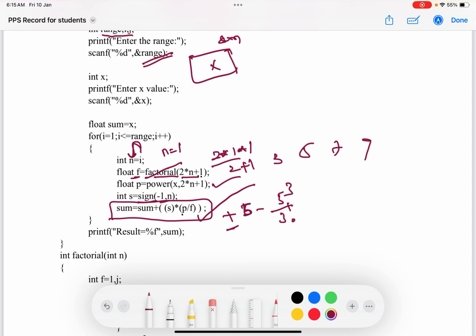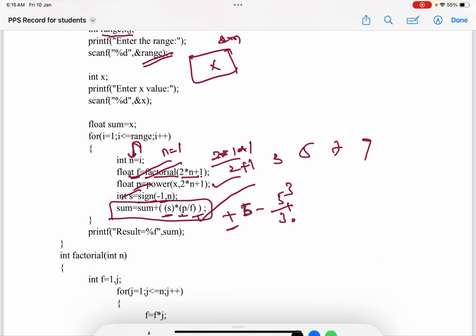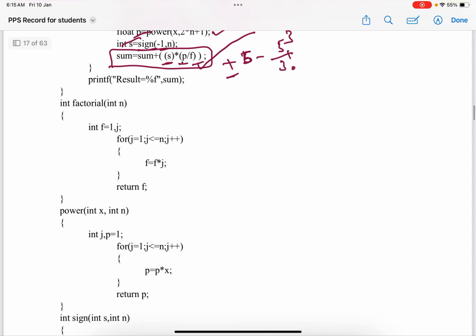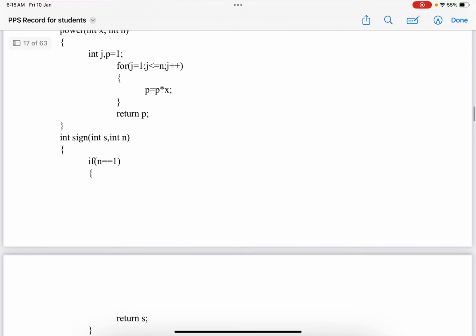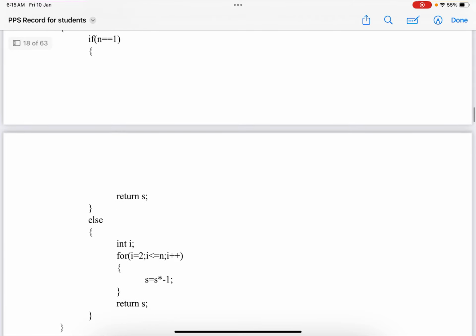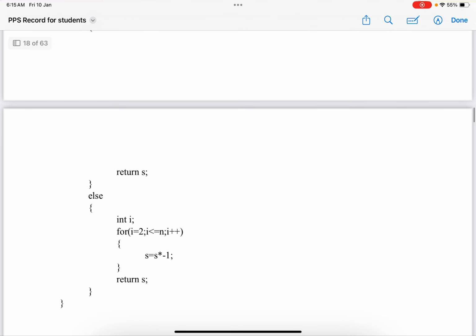So you know what the value of s is? It is the sign value. The p value is what? The power value. F is what? The factorial value. Now you just call these functions. Factorial is a function; you just call this function to see how factorial will be calculated. Now power is also a function, which calculates the power value. Sign is also a function. If n is equal to 1, we return yes. If not, we change the alternating sign. This is about the sin x expansion.